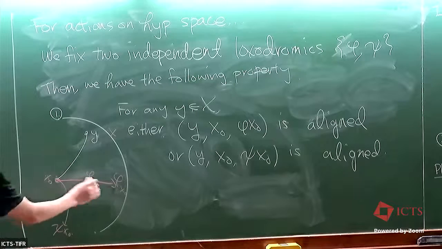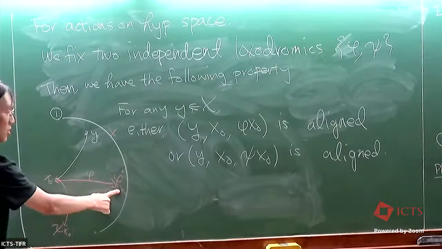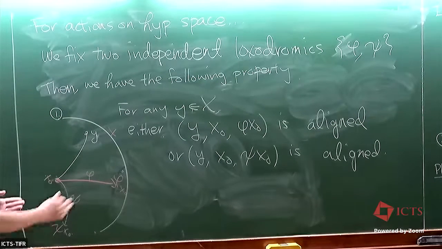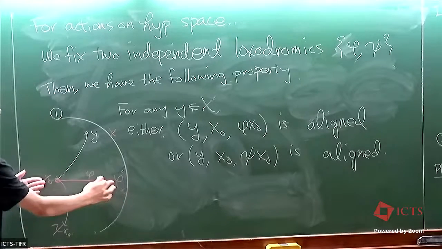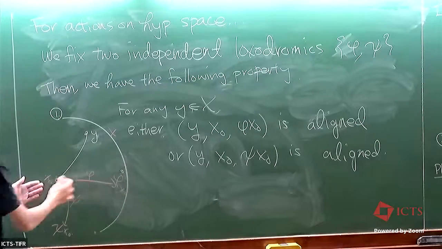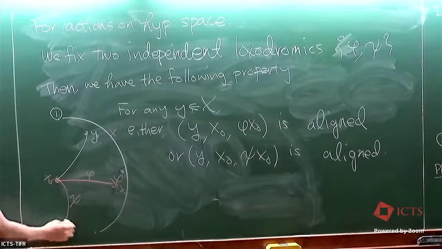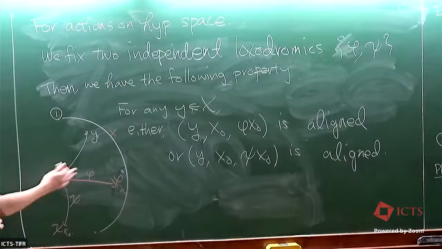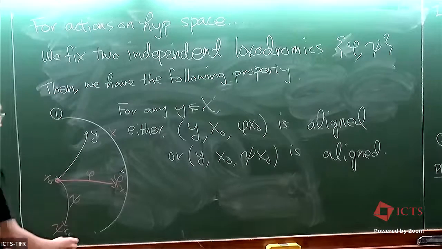So basically, if you have chosen y around here, then y x0 phi x0 does not seem to align. The angle is too acute, and it seems like the progress made by phi is canceling out the progress from y to x0. That's true. But as soon as that happens, you have another choice to opt out. For those y, psi will do its job. Psi will make this alignment. So this is one property.